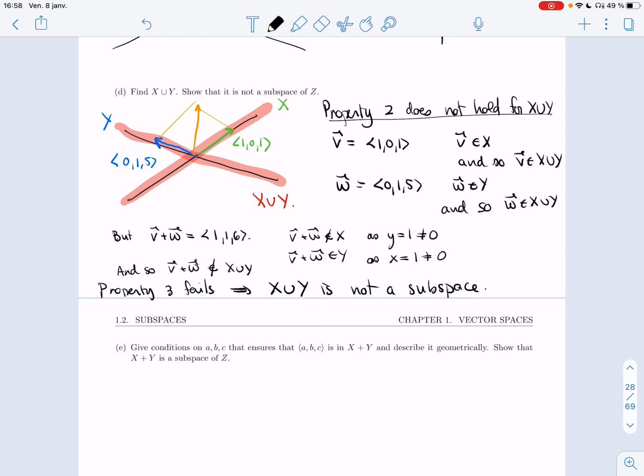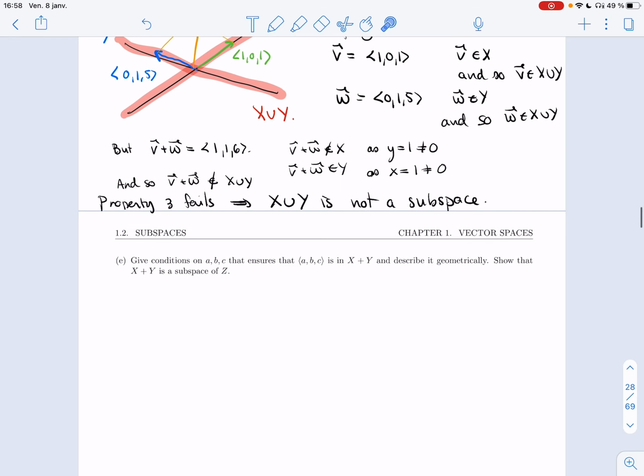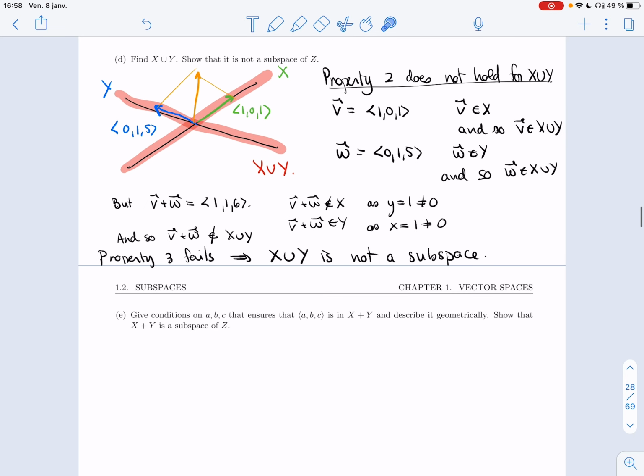That's the reason why we look at the sum. The sum is bigger than the union, but it's bigger because it needs to be a subspace. And so we add all the elements that we need, because we need to be able to add this element with that one. And so we just take all the sums and that's going to work.